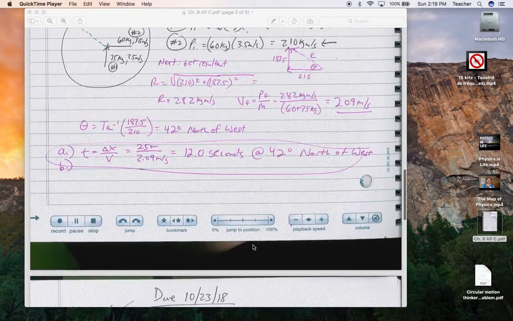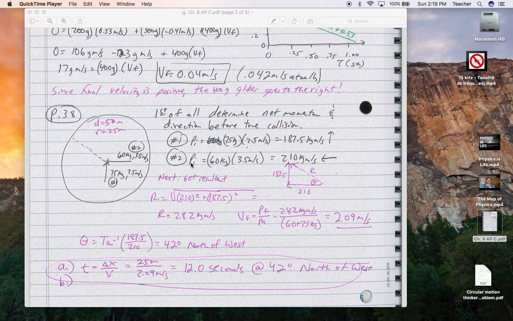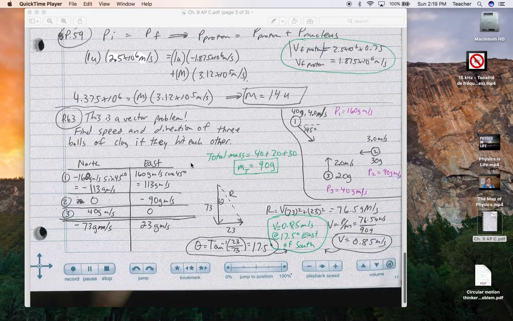That's very similar to the one up here with 38. So for 63, you have 3 blobs of clay. I think there was another problem close to this, maybe 62 or 64, that had 3 cars colliding. So I drew the picture because I think that's important. I labeled this one 1, this 2, and this 3. I set up a T-chart. We often did that in AP Physics 1 to determine things vectorially. So get the momentum of this first. That's 160 gram meters per second, 90 gram meters per second, 40 gram meters per second.